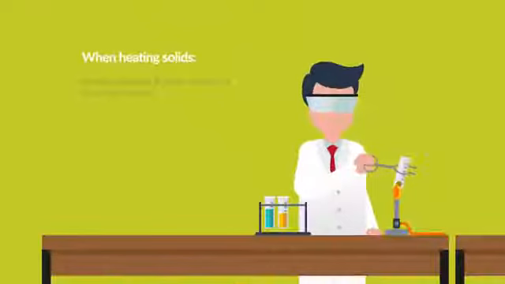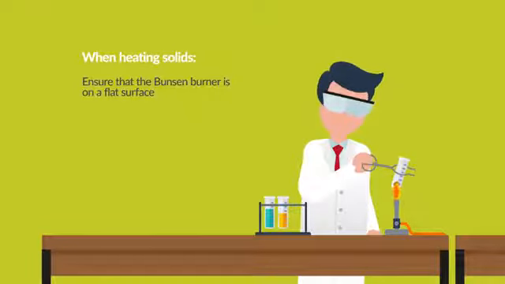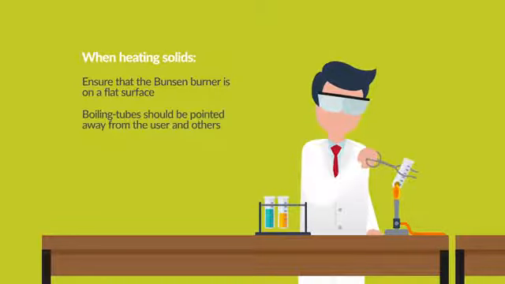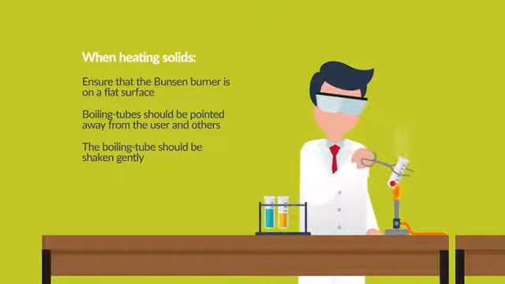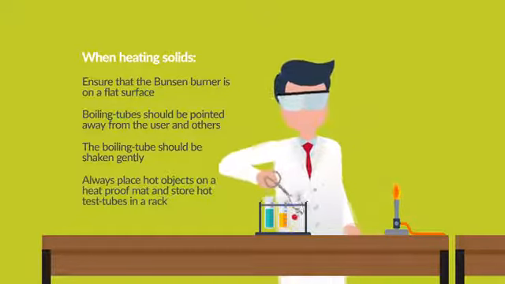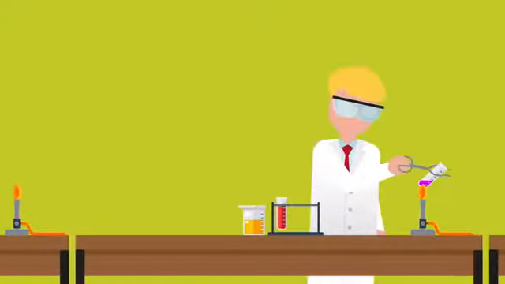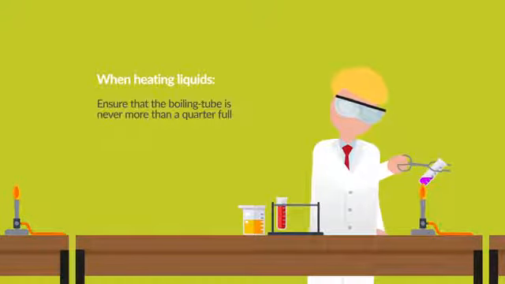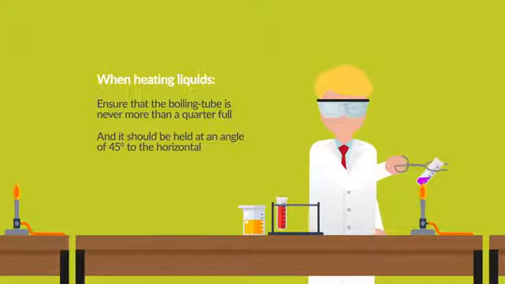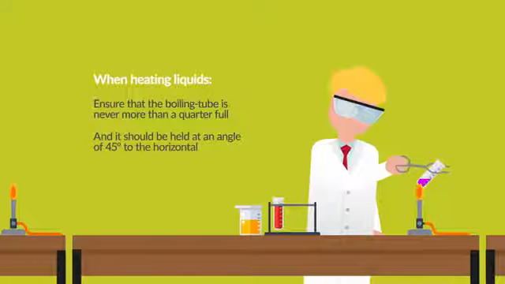When heating solids, ensure that the Bunsen burner is on a flat surface. Boiling tubes should be pointed away from the user and others. The boiling tube should be shaken gently as this prevents the contents from shooting out. Always place hot objects on a heat-proof mat and store hot test tubes in a rack. When heating liquids, ensure that the boiling tube is never more than a quarter full, and it should be held at an angle of 45 degrees to the horizontal.